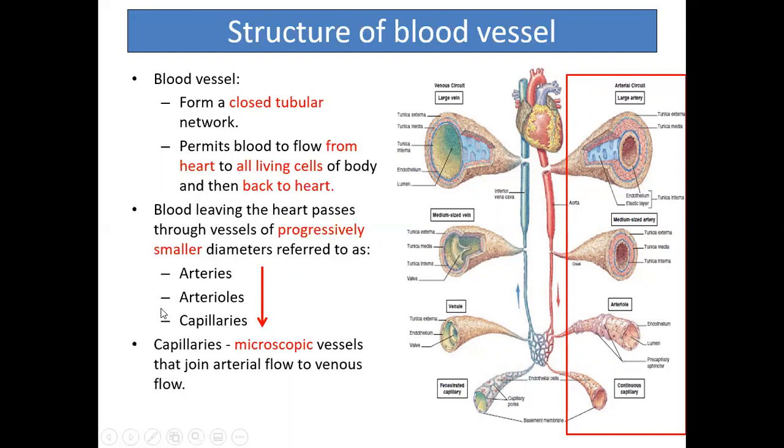By definition, the capillary is a microscopic vessel that joins the arterial flow to the venous flow. If you see from this picture, this is the artery, and this is the vein. So the connector, the capillary, is located in between these larger vessels. So it connects between the artery and also the vein.